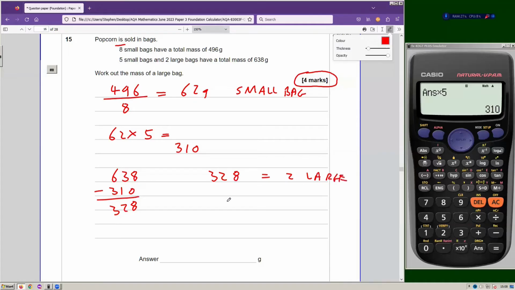And we go 328. Let's divide it by 2. Easy way, 2's into 32 is 16. 2's into 8 is 4. 164. So, yes, just over twice as big as the small bag. Let's make that look like a proper 6, otherwise an examiner might think it's a bit strange.